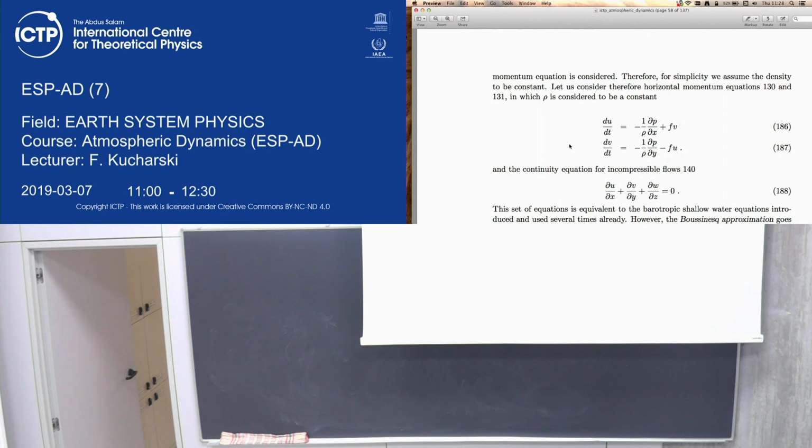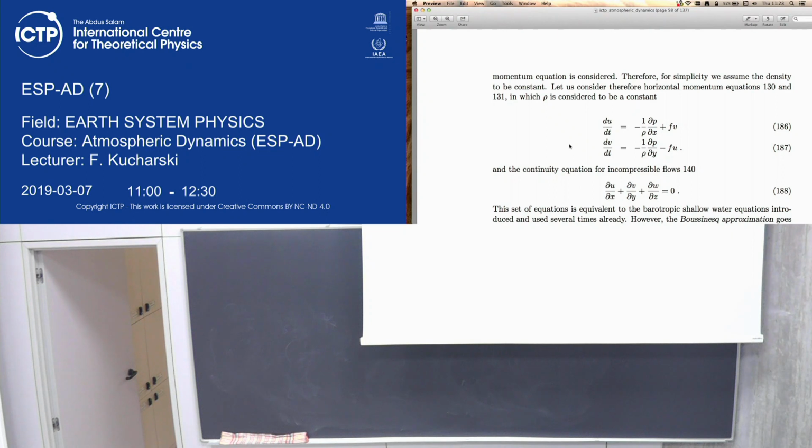Then we can also use, since we say density is nearly constant, we don't have to account for this density change neither in the vertical nor in the horizontal directions. It's small compared to the other variations that we have here.